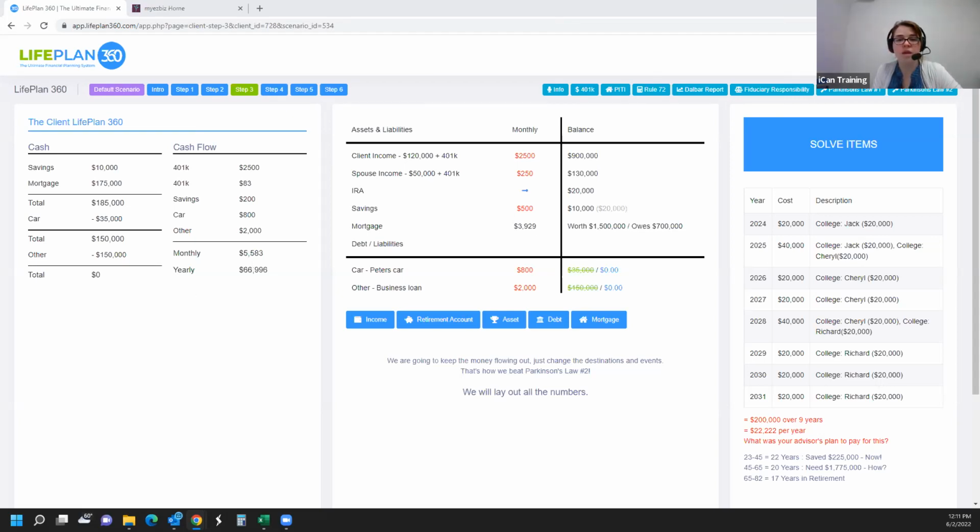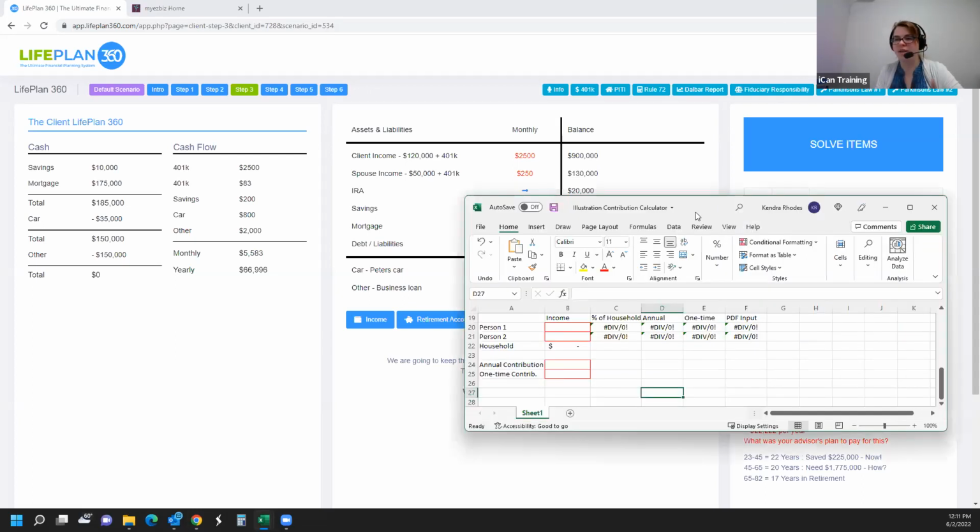Okay, so I'm going to pull up my illustration contribution calculator. Can everybody see my little spreadsheet that I just pulled up? Yes? Yes, no, maybe so? Yes. Okay, great.